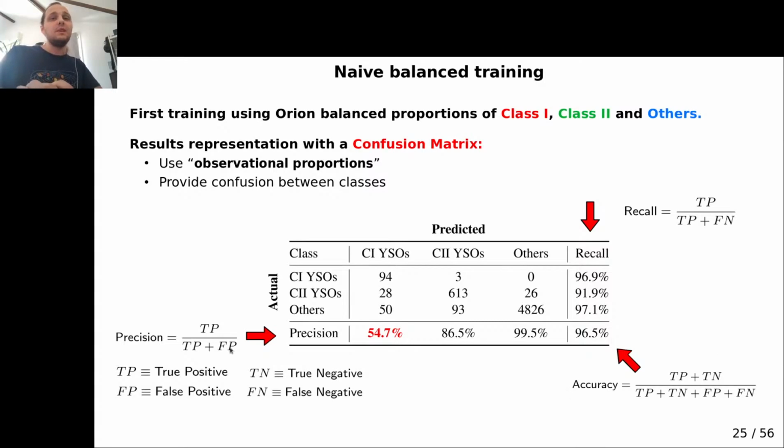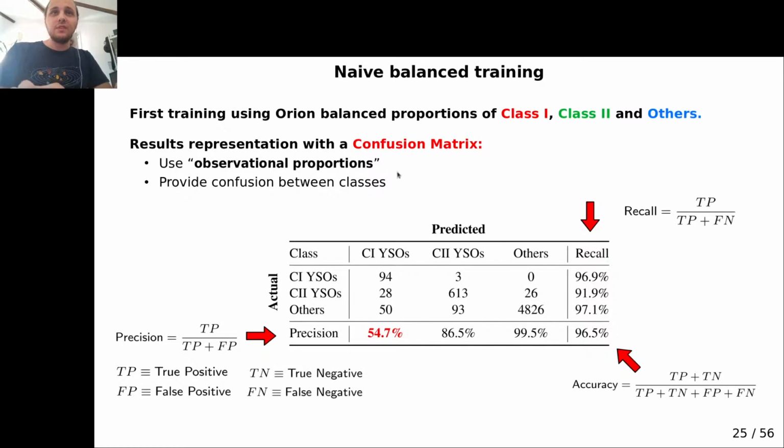But we can also define a precision, which is like a purity rate of the prediction, and I will come back to this number just after that. We can also define a recall quantity, which is like a recovery rate: what is the proportion of genuine objects that are properly classified by the network.